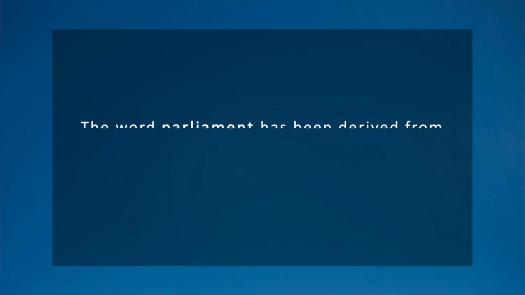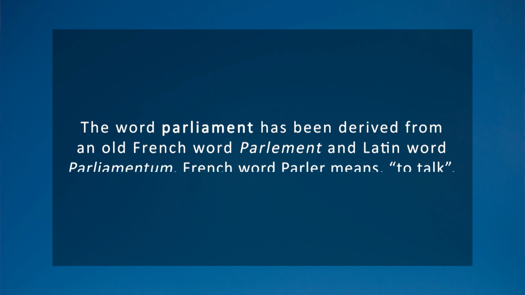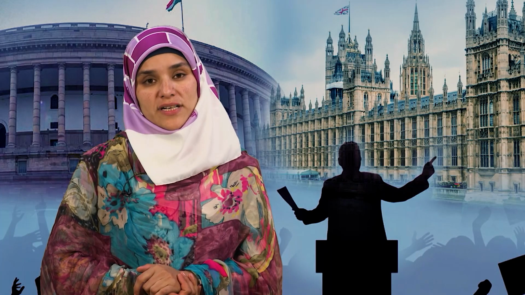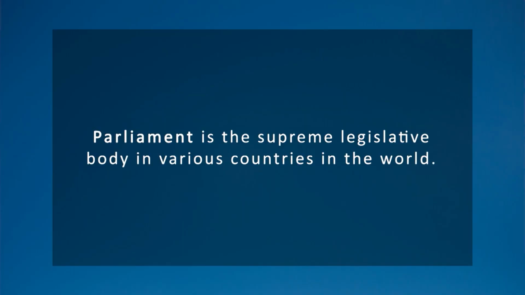Now, the word parliament has been derived from an old French word parlement and Latin word parliamentum. The French word parler means to talk. Again, democracy is a Greek word that comes from demos, which means the people, and kratos, which means to rule. It is a political system in which the people of a country rule through any form of government they choose to establish. Parliament is the supreme legislative body in various countries in the world.